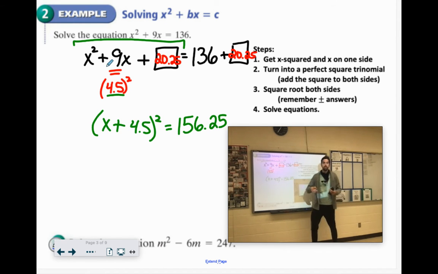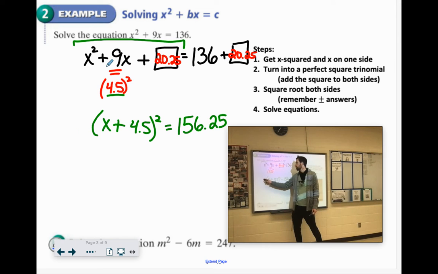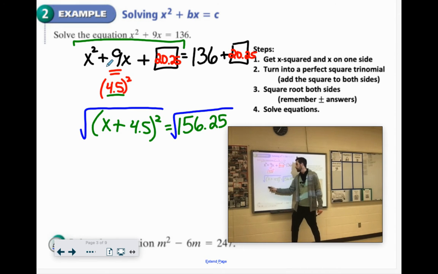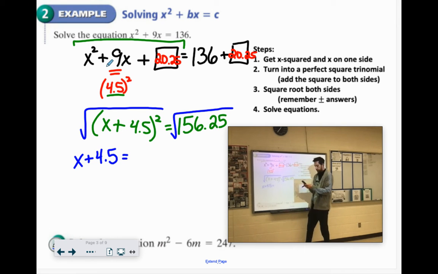Now we have an equation with a square, and just like when we were solving equations earlier this chapter, you can do the inverse operation. You can square root that, and that'll cancel out the squaring. But if you do it to one side, you have to do it to the other. So this will cancel. It'll just become x plus 4.5 equals. Now if you type the square root of 156.25 in your calculator, you're going to get 12.5. But hopefully you also remember that it can be negative 12.5 as well.